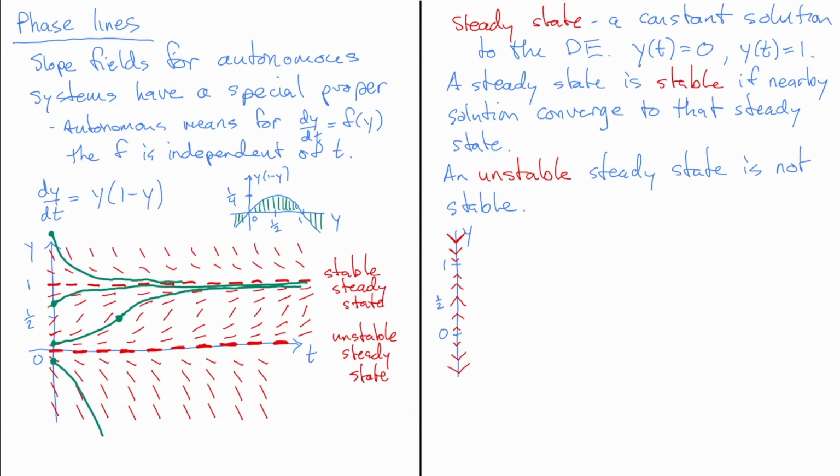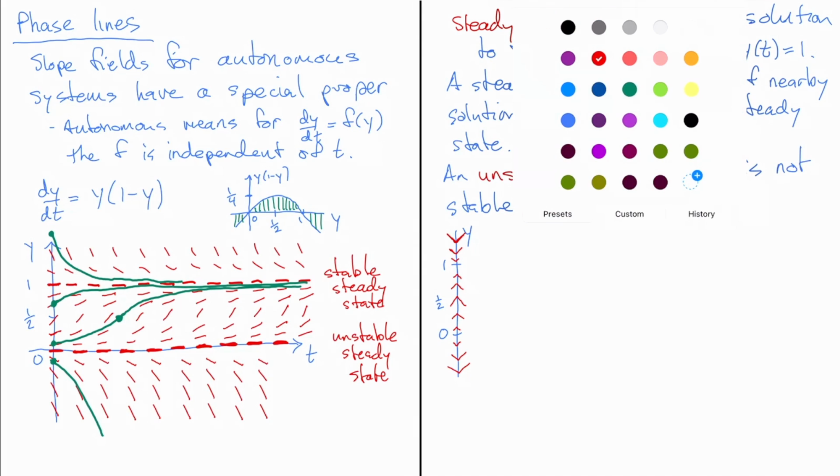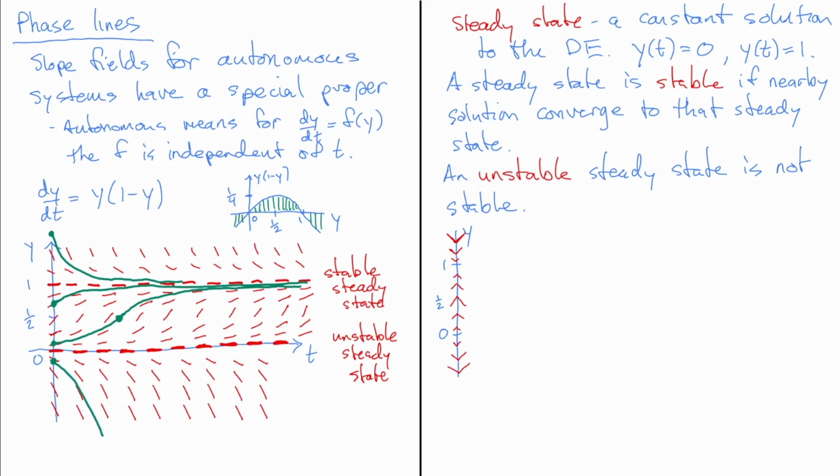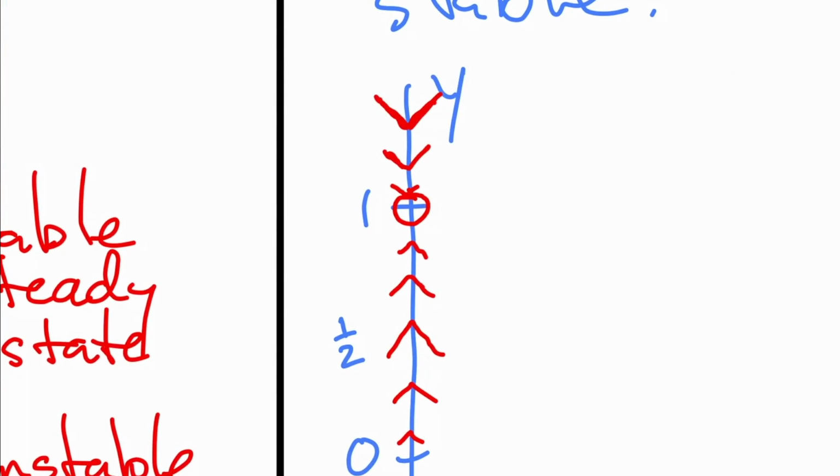And so when you see these arrows, it becomes clear, or should become clear, that the steady state at 1, right here, is stable. And we actually denote stability by a solid dot. So I'll fill this in. And that's going to be a stable steady state.